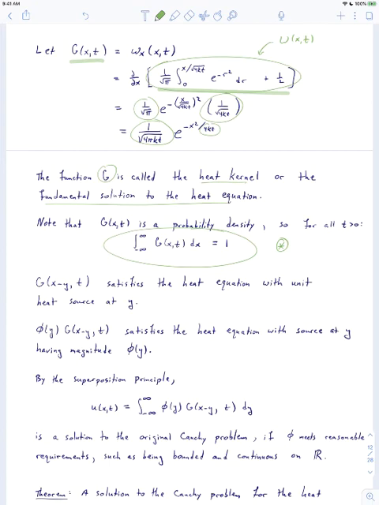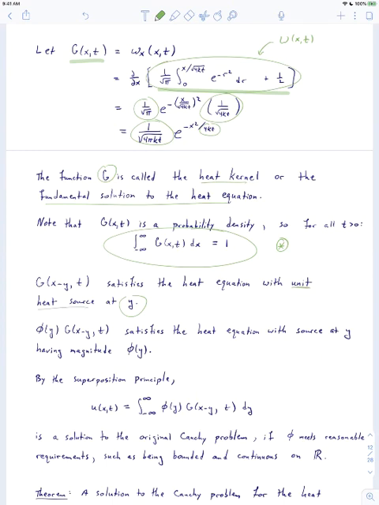So we know that g satisfies the heat equation, and indeed g at x minus y comma t also satisfies the heat equation with unit heat source at y. In this case, we're just translating, so that doesn't affect the fact that it satisfies the heat equation. So that satisfies the heat equation with unit heat source, which is what we've been looking at.